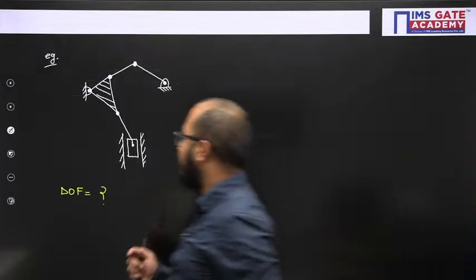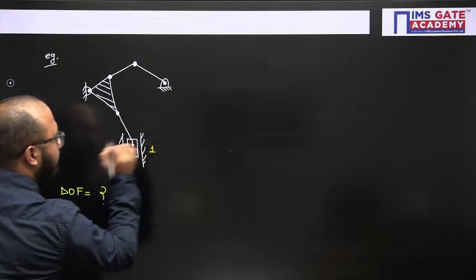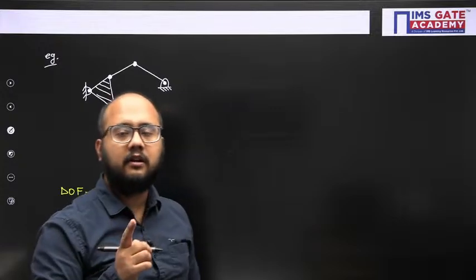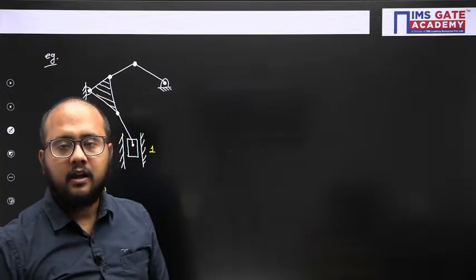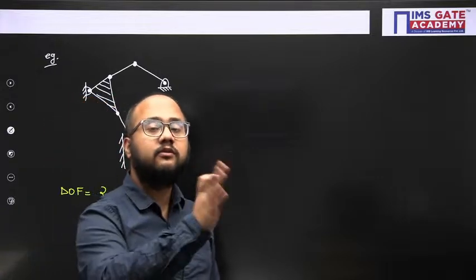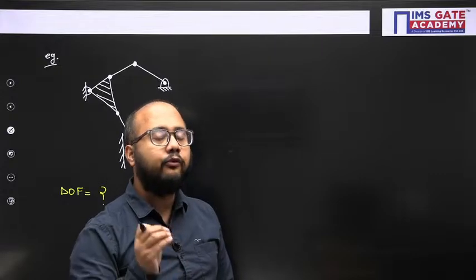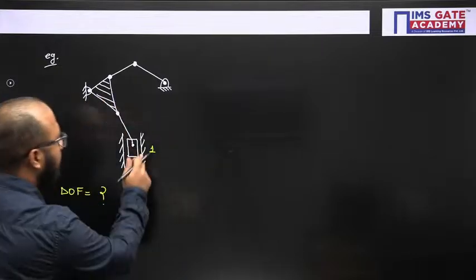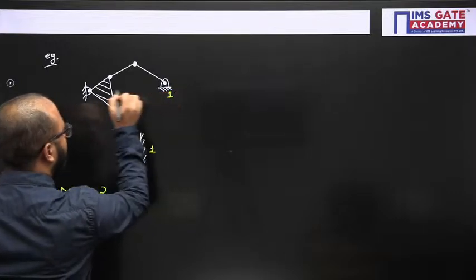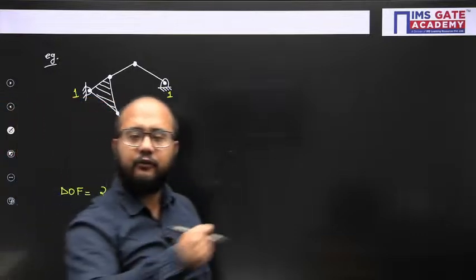First of all, number of links. Always remember, a fixed link will always be counted as a single link. No matter how many times it is fixed, no matter wherever it is fixed, always count the fixed link as one. So don't count this as fixed link one, fixed link number two. No, this is also the fixed link. This is also the fixed link. So that's why we always mention the fixed link first.